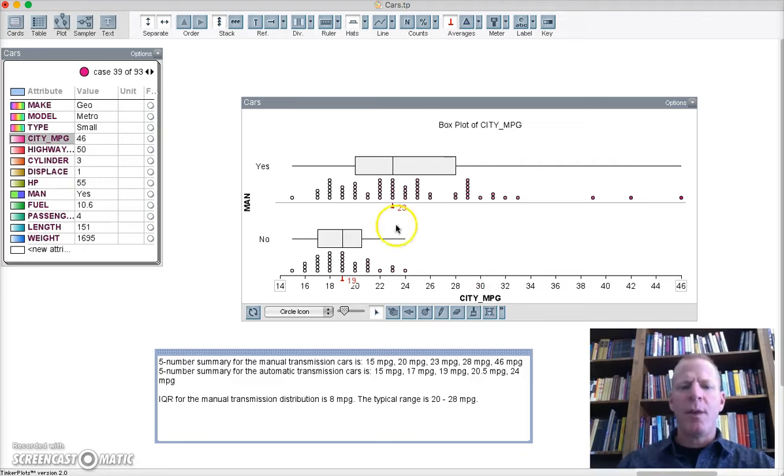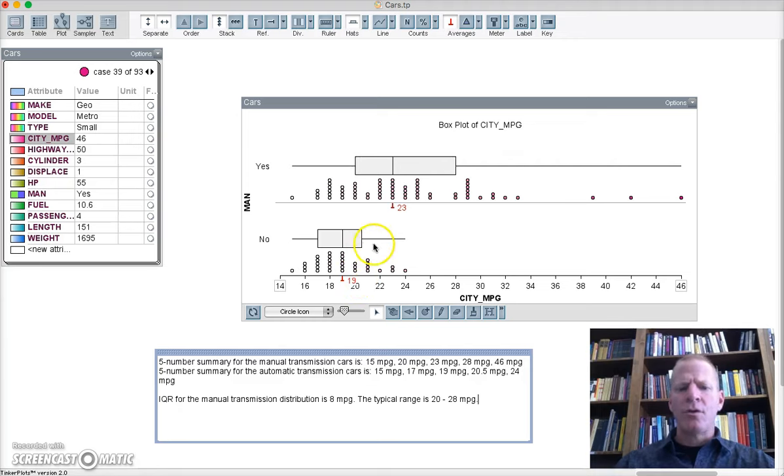If we were going to compare these two distributions, I personally would argue that manual transmissions are getting better gas mileage than automatic transmission. I would first say that the center is about 23 here, measured by the median, as opposed to 19 here. That's a 4 mile per gallon difference, which is fairly significant.